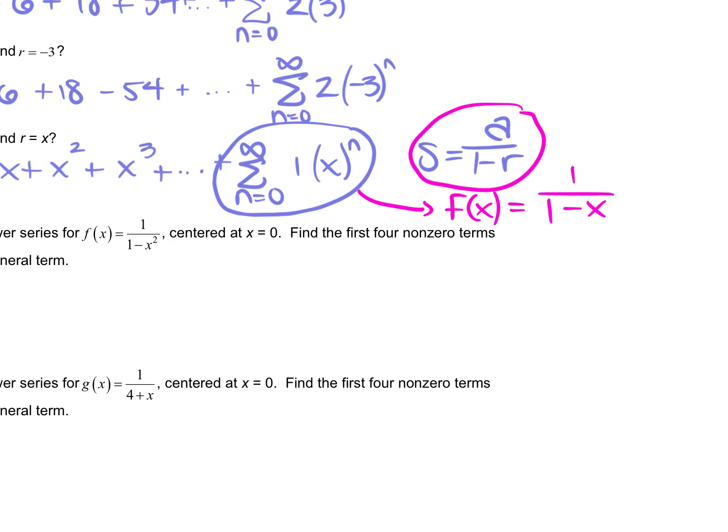Yes? How does that work since x is a variable? Would it not diverge? Yeah, so it would most likely diverge, but we're not even really talking about whether it converges or diverges. We're just writing out the series.